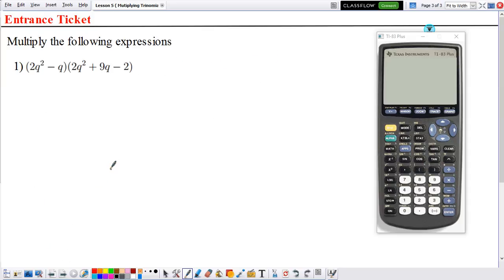So now, here's your entrance ticket. Try to multiply the following expression.